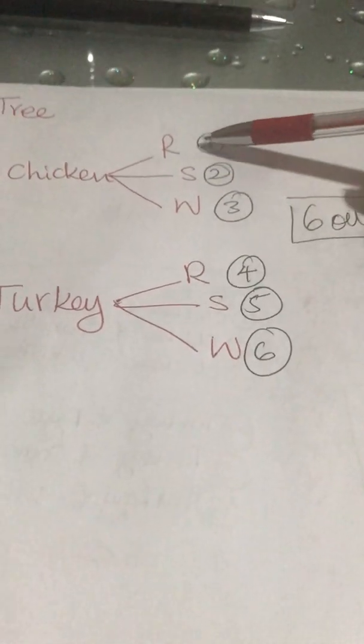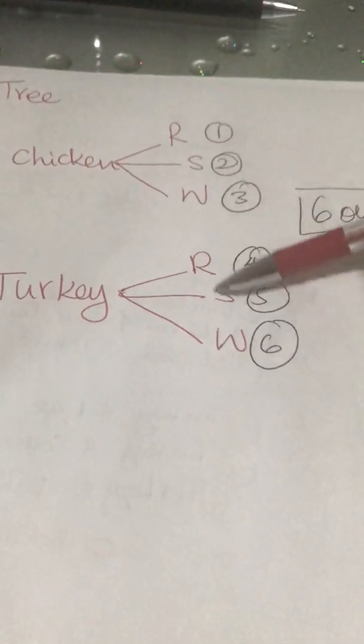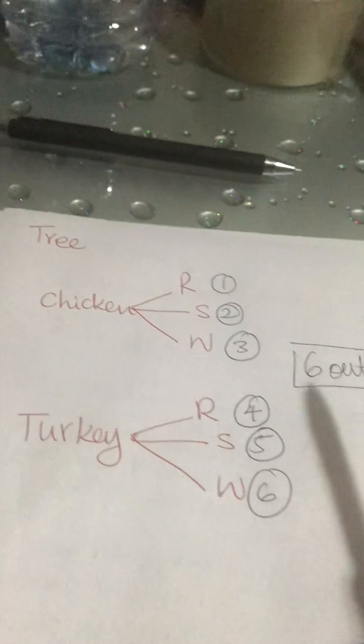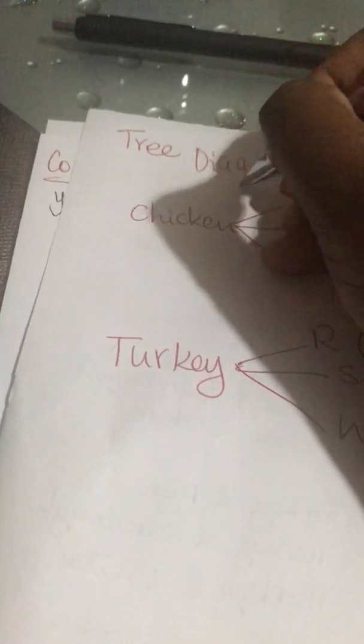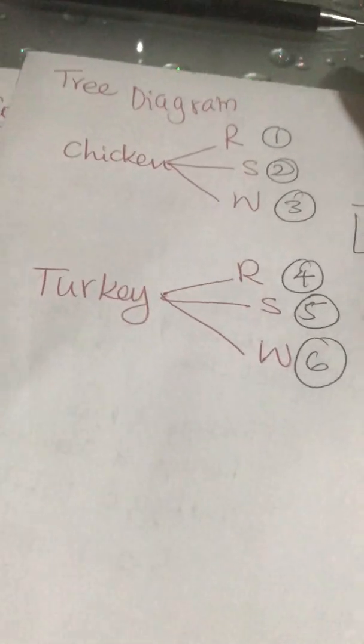And you can see, I told you you count the last letters. You have 6 of them. So that's why you have 6 outcomes. So this is what we are calling a tree diagram. A tree diagram of your outcomes, or a tree diagram of your sample space. Okay? So let's do another example.